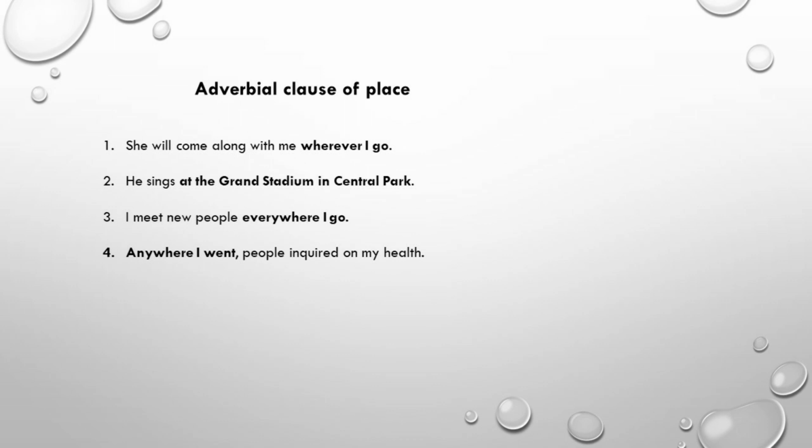The last example, anywhere I went, people inquired on my health. In the sentence, if I ask the question people inquired on my health where, the answer will be anywhere I went. And the clause is an example of subordinate clause and it modifies the verb inquired. So this is an adverbial clause of place.